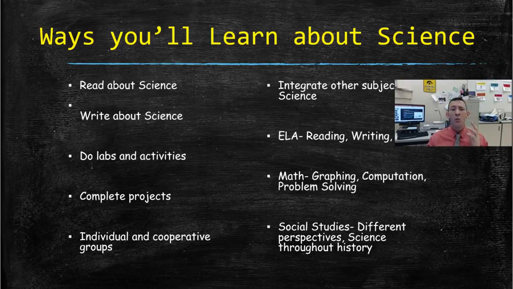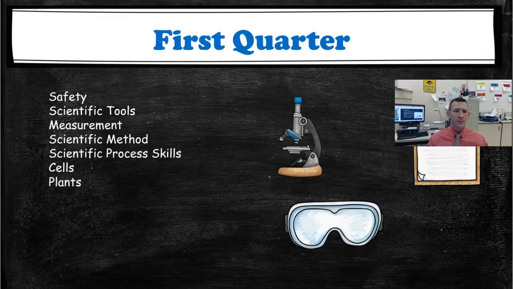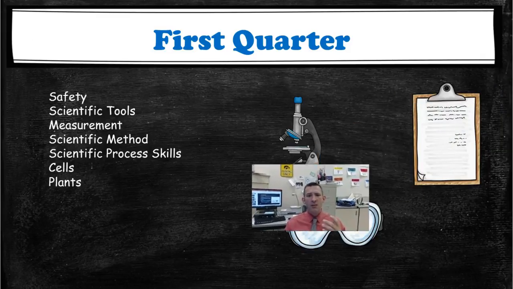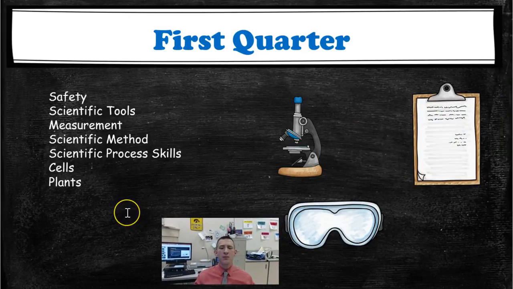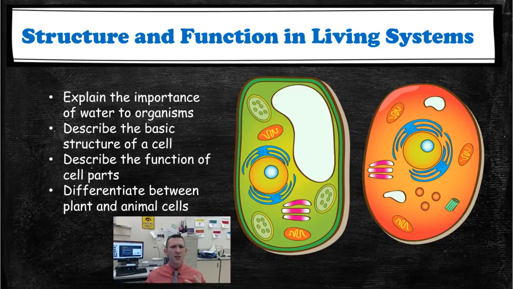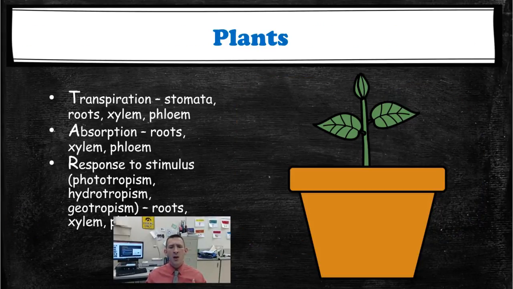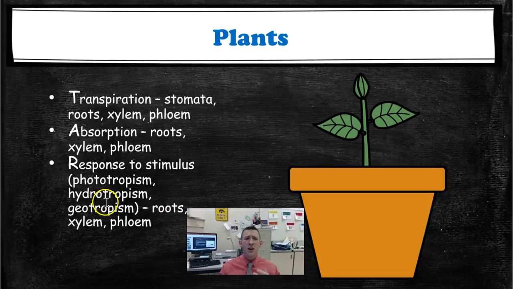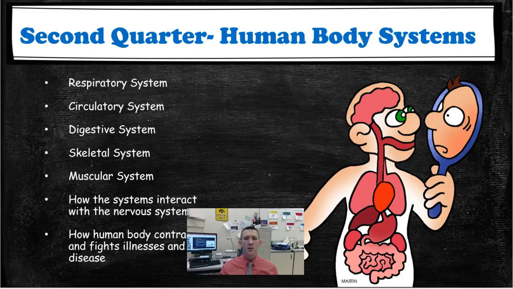Let's talk about what we're going to be learning this year. In the first quarter, we're going to have safety and science tools and measurements, scientific method, and process skills. Then we're getting to plants and cells. We'll talk about structures of cells and living systems, and we'll do the same thing going into plants. We're going to compare and contrast these so you understand how they're different and how they're amazingly the same.